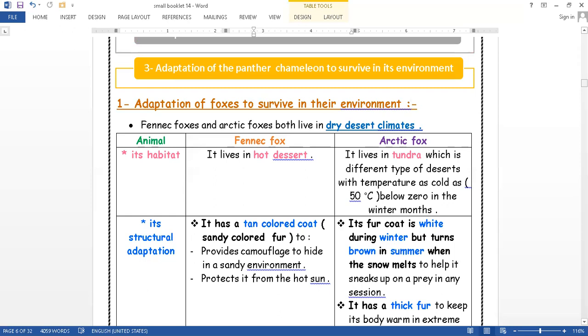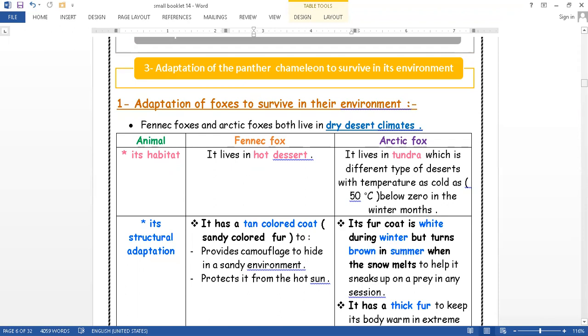Let's start with the first one, fennec fox. Fennec fox lives in the hot desert. So it means, junior 4, it will be surrounded with what? It will be surrounded with sand. So the fur of the fennec fox has to be sandy. Why? To make camouflage, which means to blend with the sand.